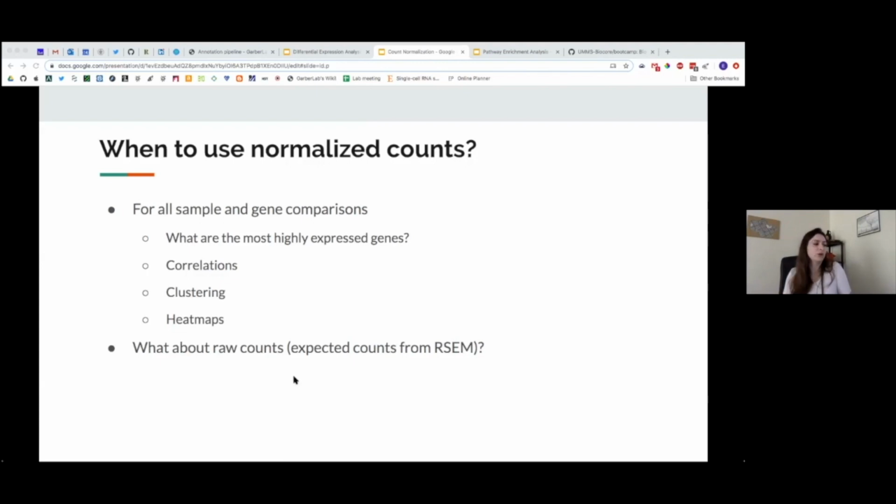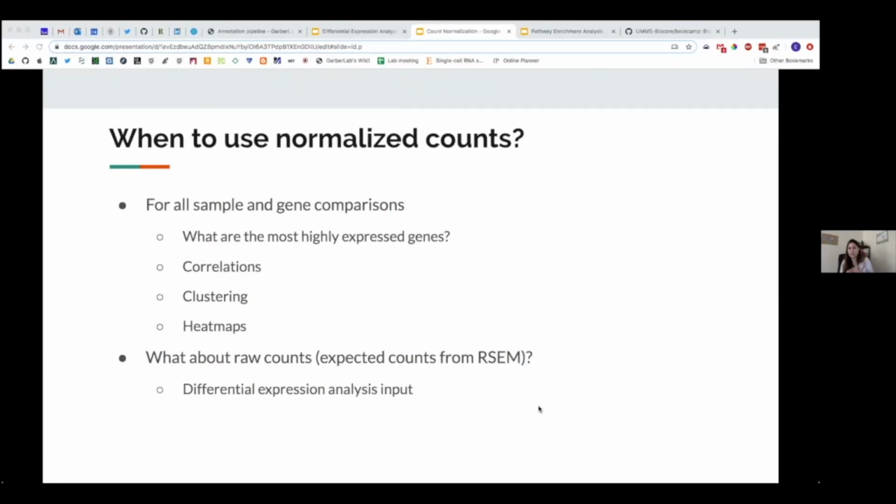So what about the raw counts, or the expected counts in the case of RSEM, which does a little bit of work on the raw counts? That will only be used for the differential analysis input. And the reason for that is what I told you guys before. The count-based methods rely on the properties of the distribution of read counts. And that's why you can't normalize it before you give it to them. And you want to be able to effectively evaluate which genes show a significant change using these count-based models.